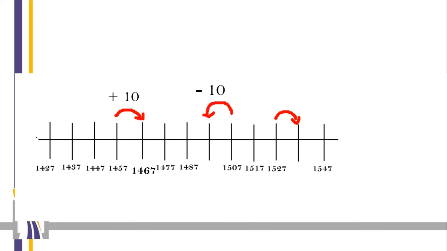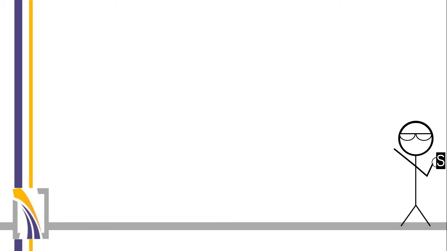Let's see, for example, the next number that we need to put in. If we look from the 1,507, that means 10 less than 1,507 is 1,497. Do you guys understand?